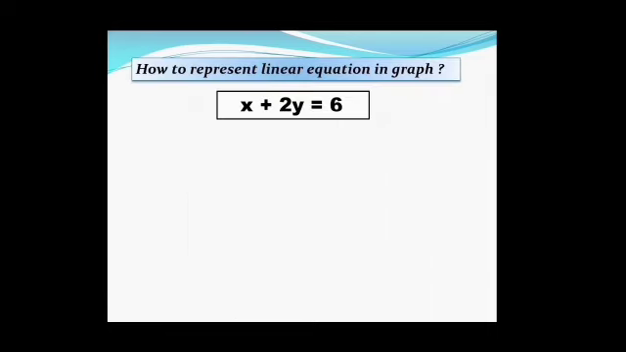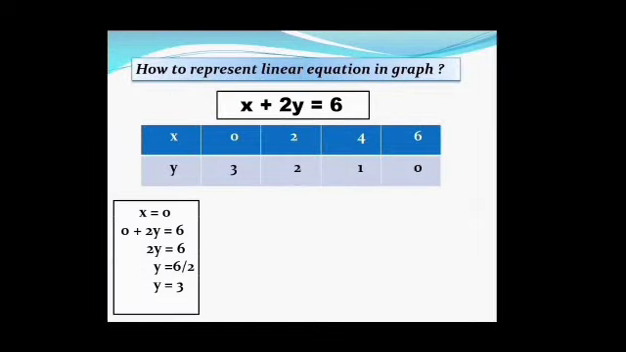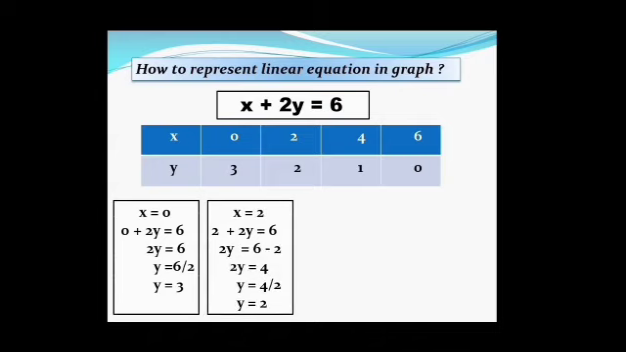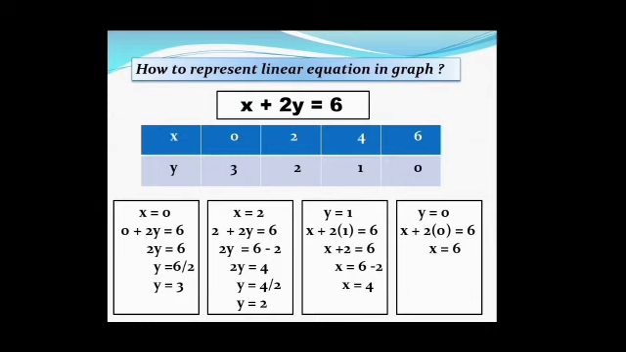How to represent a linear equation in graph? Let's take one example, x plus 2y equals 6. If we substitute x equal 0, we will get y equal 3. If we substitute x equal 2, we will get y equal 2. If we substitute y equal 1, then we will get x equal 4. And when we substitute y equal 0, then we will get x equal 6.